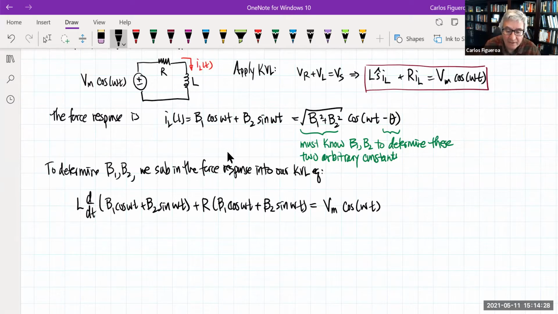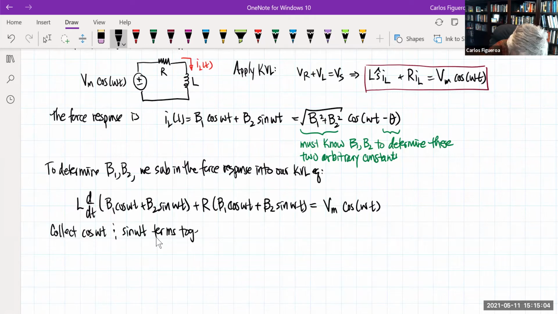So now that I have that, what I'm going to do next is set up my equations here. And what you're going to see is that I'm going to have a combination of cosine and sine terms. And the only way that could be true is if they're equal to each other. So I have to collect cosine omega and sine omega terms together.